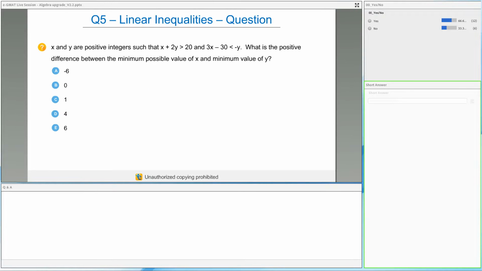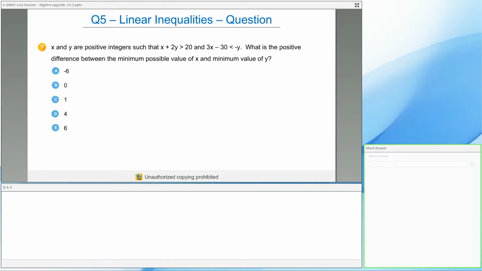Now the questions that I'm going to discuss are all 700 plus level questions. Okay. Let's start with this one. And since these are slightly difficult, I'll give you about 2.5 minutes to solve it.